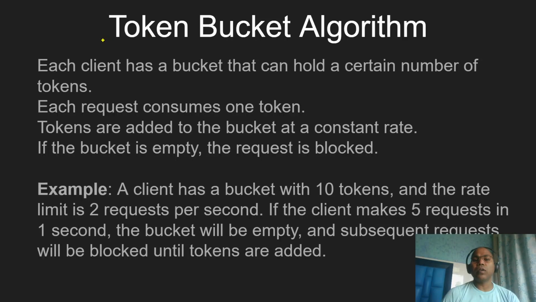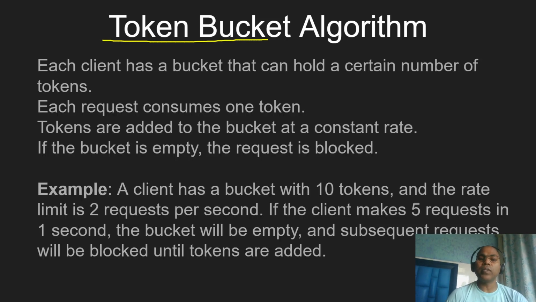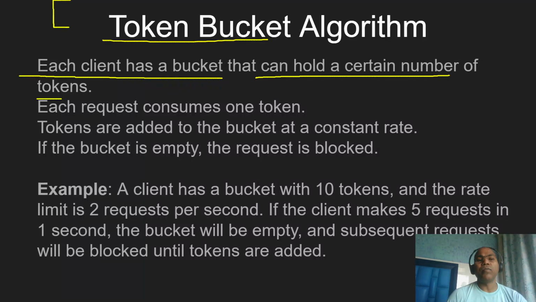Here, let's talk about the token bucket algorithm. It means each client has a bucket that can hold a certain number of tokens. Generally, for each customer, each client, we allocate one bucket, and the bucket holds a number of tokens, maybe 10 tokens, 100 tokens, 20 tokens. Each request consumes one token. Whenever one request comes, one token is reduced. The next request comes, one token is reduced, and tokens are added to the bucket at a constant rate.